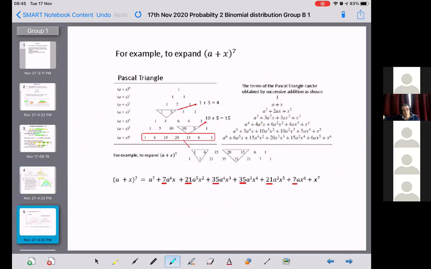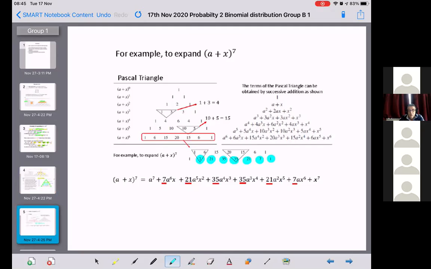So, for example, if we want to expand A plus x to the 7, we need to build the 7th line in the table, which we can do from these. So we have 1 and 6 to make 7, 6 and 5 to make 21, and so on there. And then we can write out the expansion.